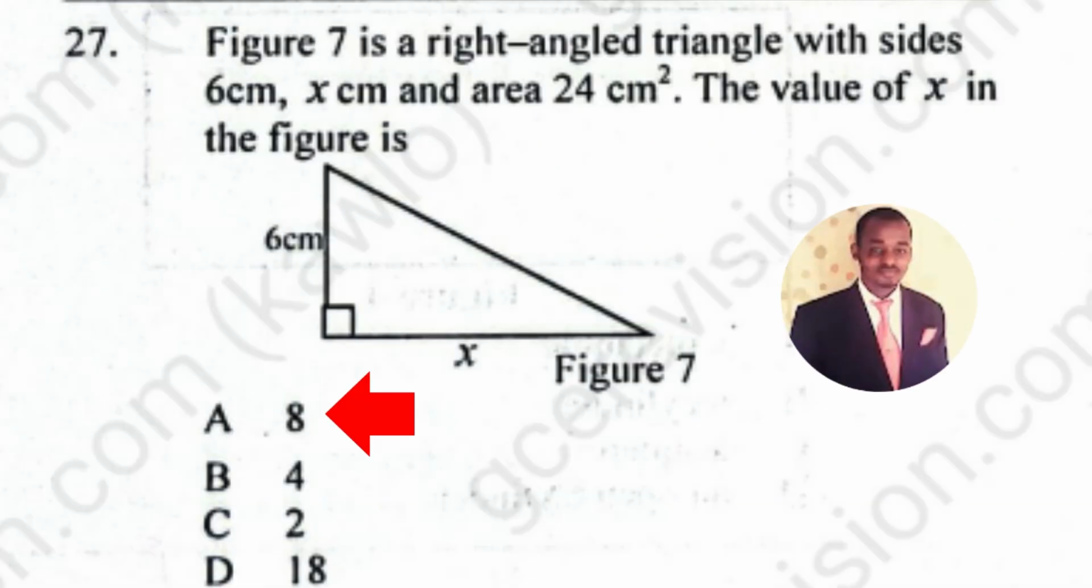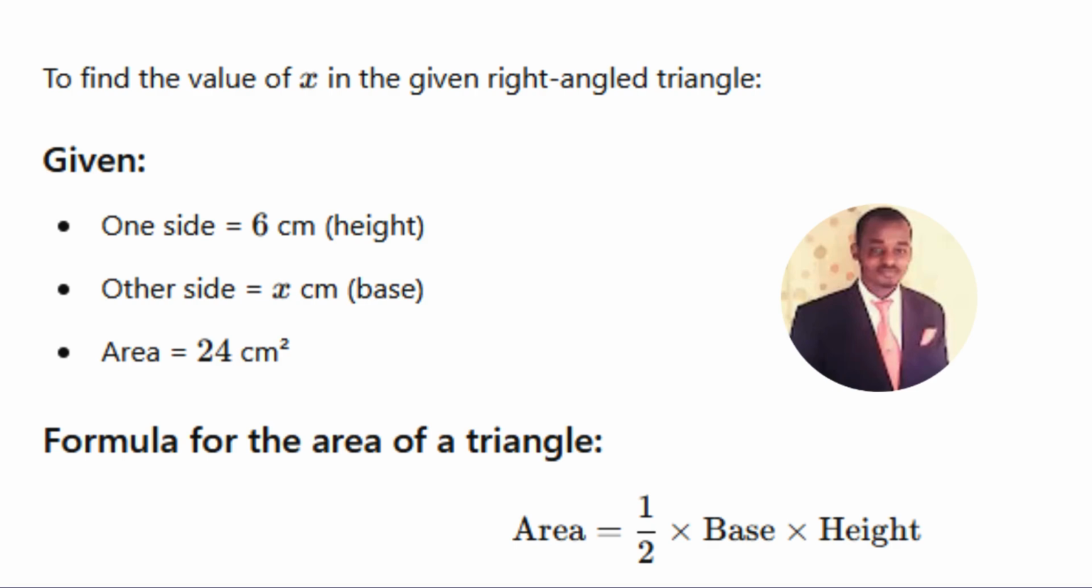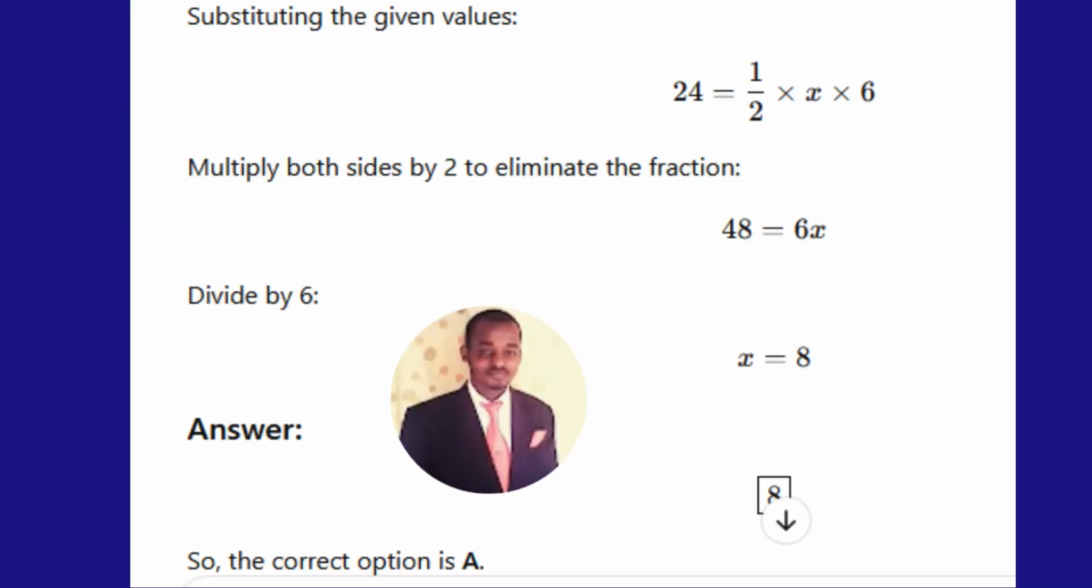Figure 7 is a right angle triangle with sides 6 centimeters and x centimeters and area 24 square centimeters. The value of x in the figure is, the correct answer is 8. To find the value of x in the given right angle triangle, you have to see the formula and how we calculated it. Here you see how we substituted the values and multiplied both sides by 2 to eliminate the fraction. Then we divide by 6 and we come to the answer of 8.